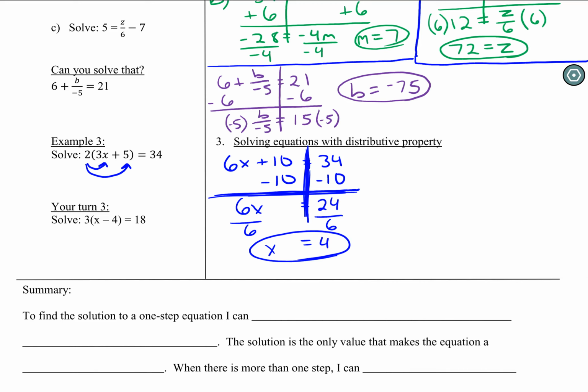So pause real quick and try your turn 3. Okay, let's go over the your turn 3. Distributive property first. 3 times x is 3x. Minus 3 times 4 is 12. Equals 18.